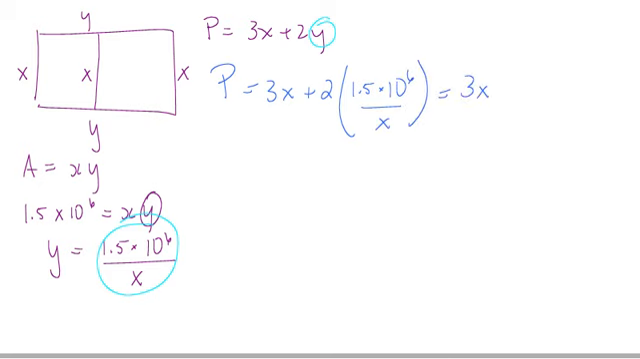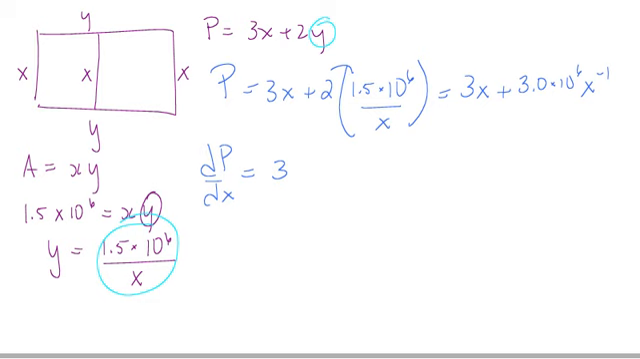And I'm going to also make sure that I rewrite this a little bit so it's easier. So I'm not going to multiply the 2 in, so that's 3.0 times 10 to the 6th, and I'm going to write it as x to the negative 1. That just means the derivative is easier to take.